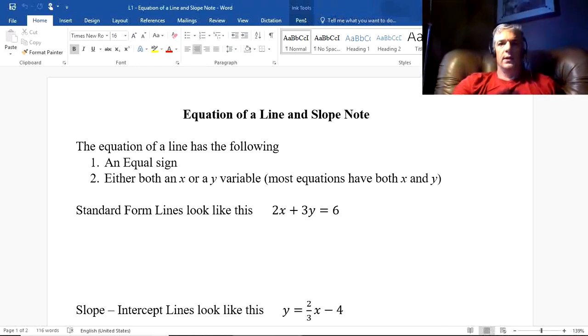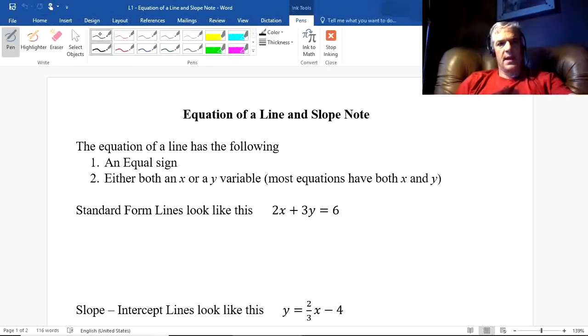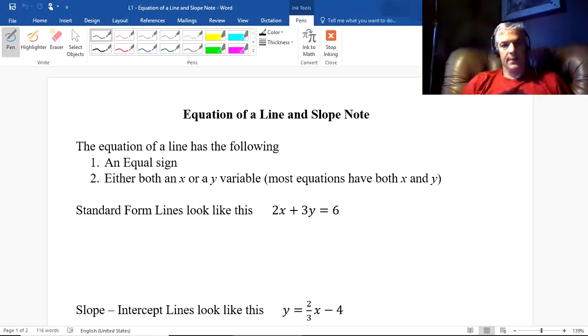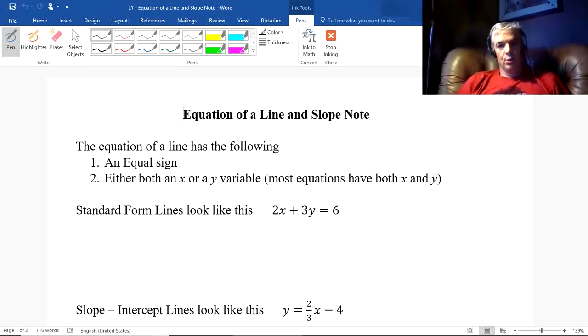What I'm going to do is start with getting my pen activated here and say to you, look, all equations of a line have an equal sign. So you'll see this consistently. There's an equal sign, and they have either both an x and a y variable, or at least one of them. Most equations have both an x and a y, but there are some special equations that don't. I'm going to explain that today at the end of the lesson. Most of the time you have both x and y.